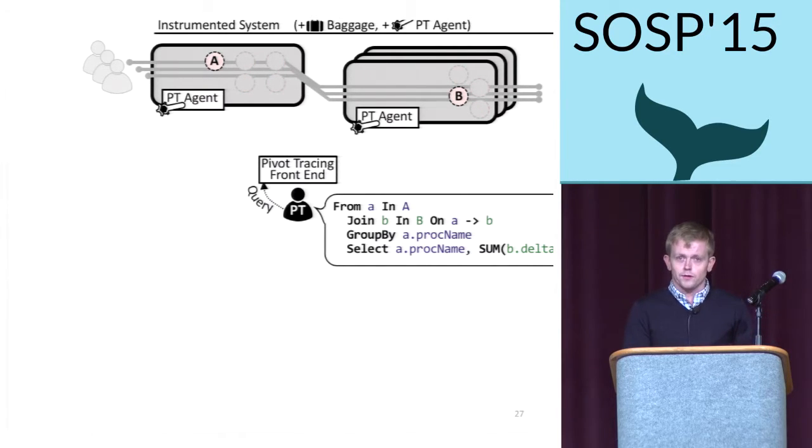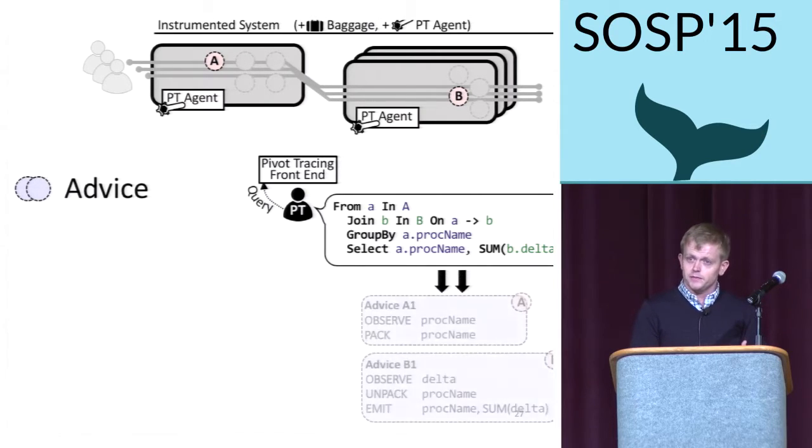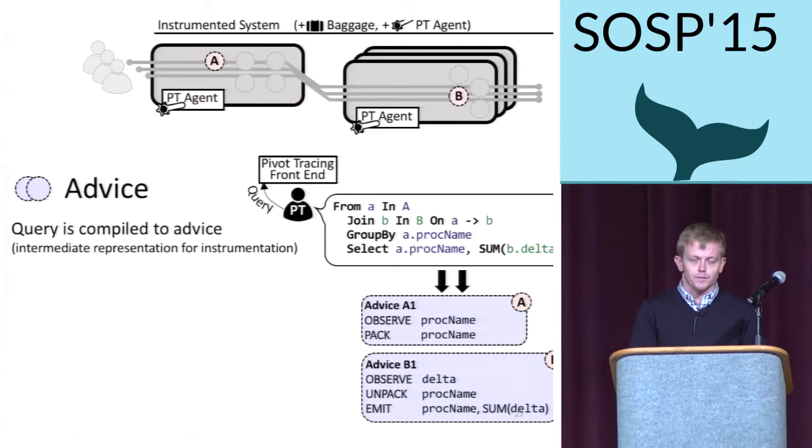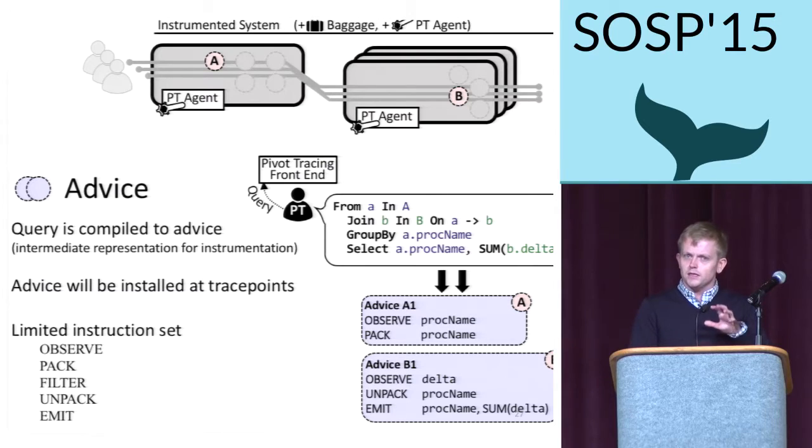So users submit queries to the pivot tracing front end, which compiles the query into advice, an intermediate representation of the instrumentation needed to evaluate a query. Advice is ultimately installed in the system at the trace points referenced by the query. And advice has a limited instruction set. All it can do is observe the values of trace point exported variables, pack values into the baggage, filter out unwanted values, unpack values, and emit tuples for global aggregation.